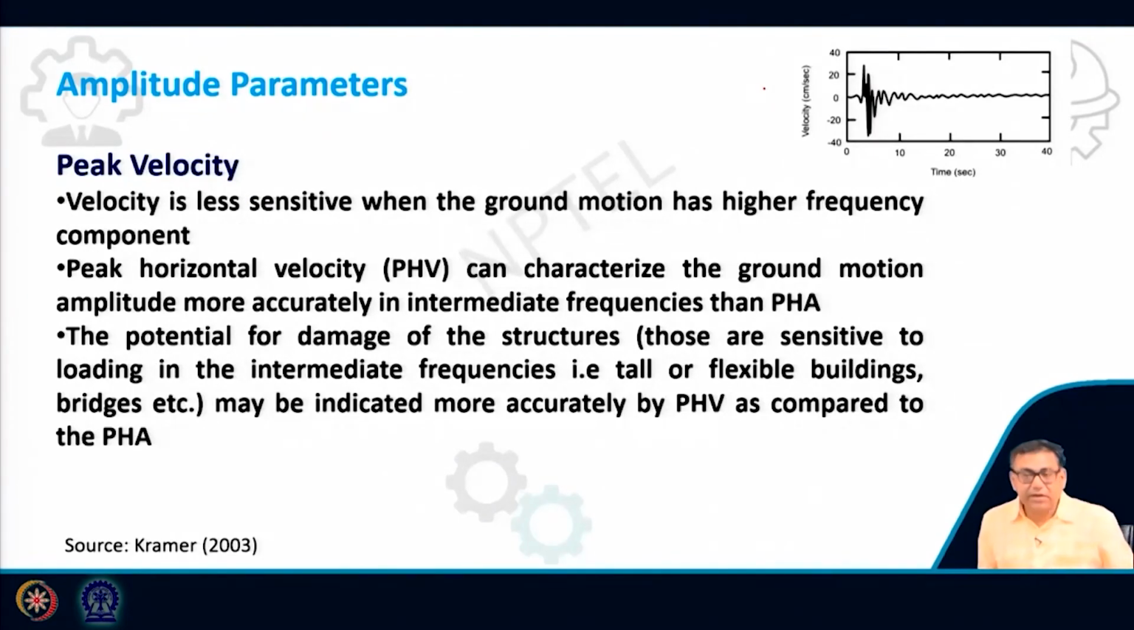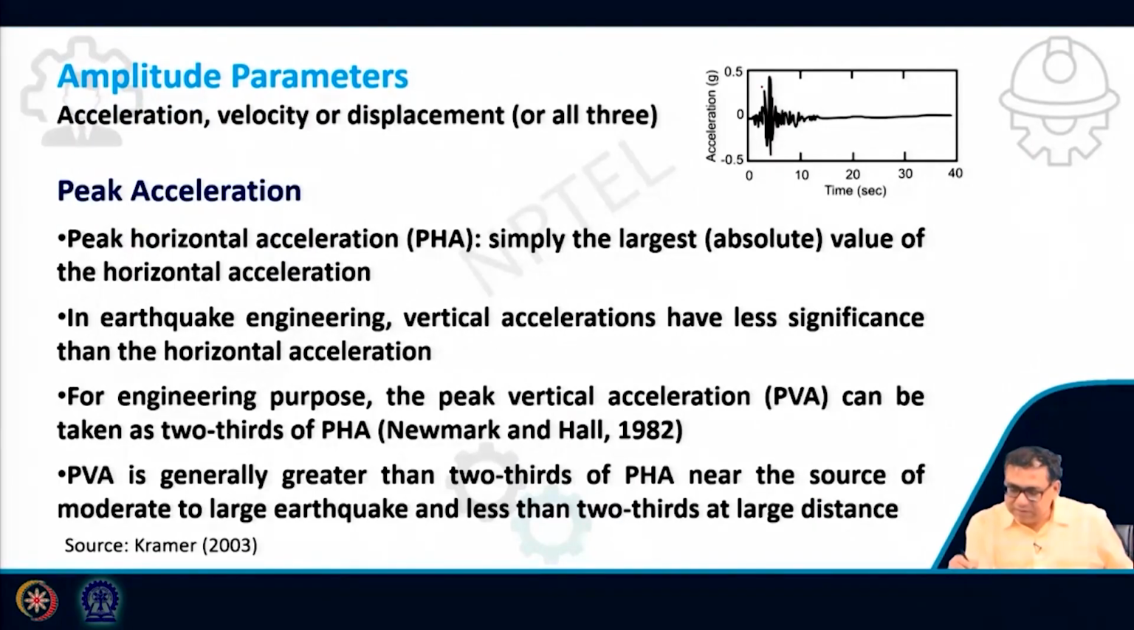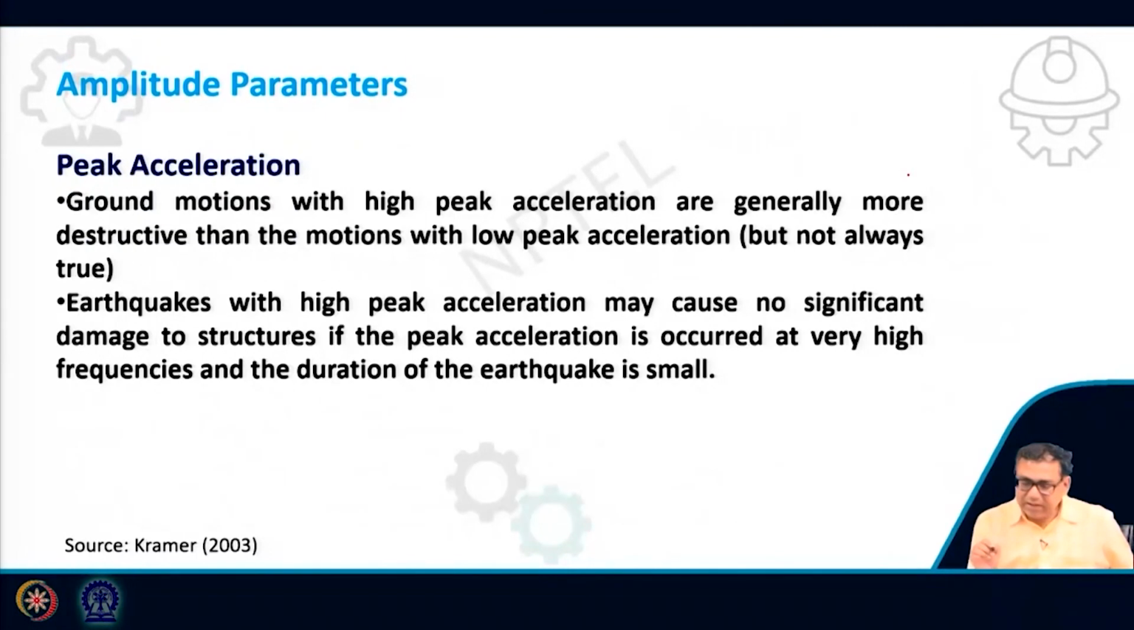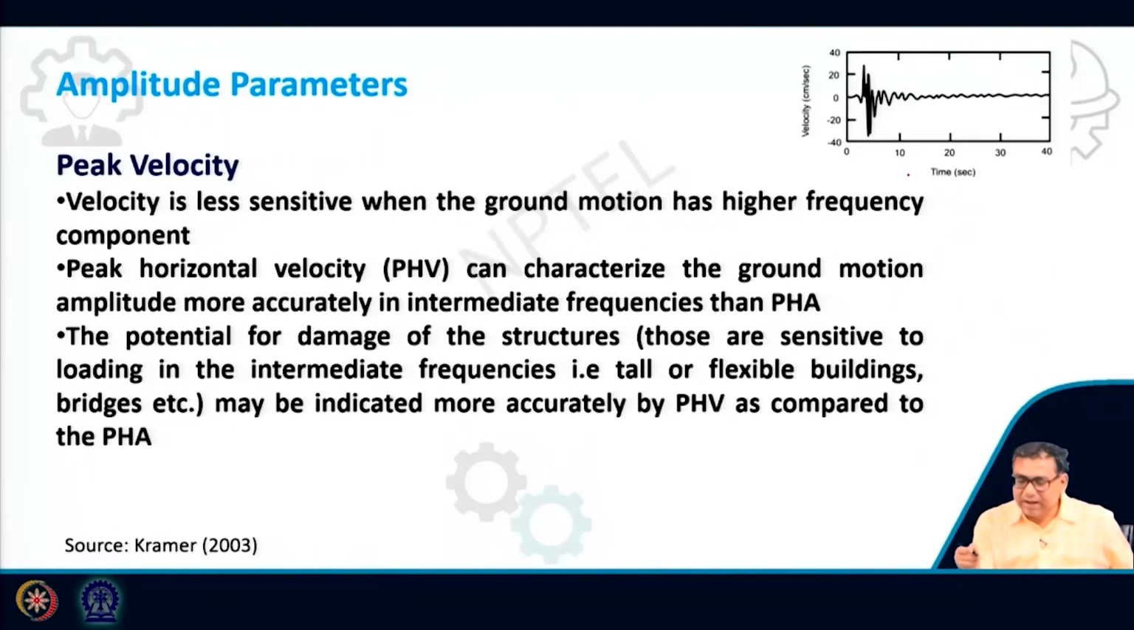Next one is the peak velocity. You can see this is the curve for peak velocity. This is the velocity versus time plot. Previously, this was the acceleration versus time plot. This is the plot we are actually getting from the instrument. From this acceleration versus time, you can get the velocity versus time, and you can get the displacement versus time also. So these are three things: acceleration, velocity and displacement.